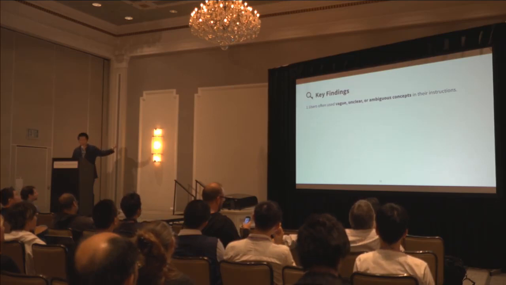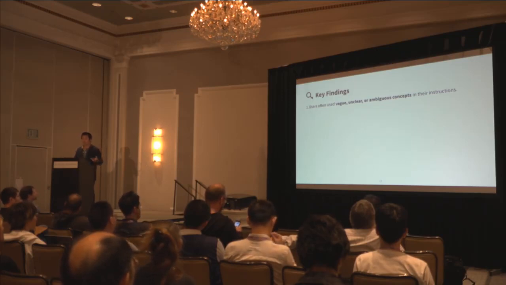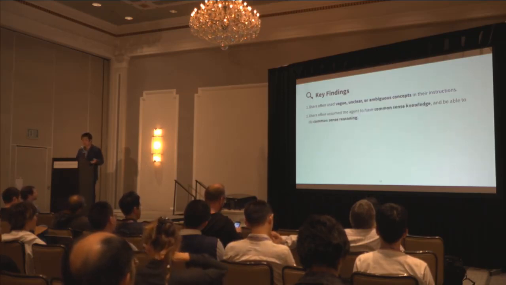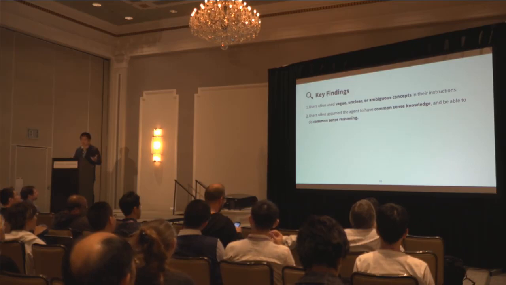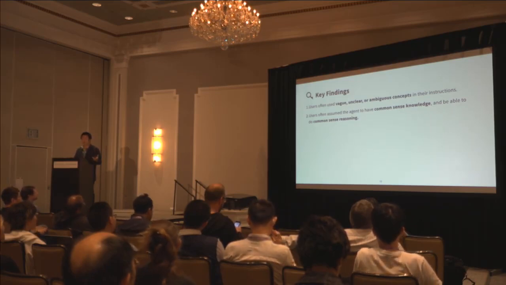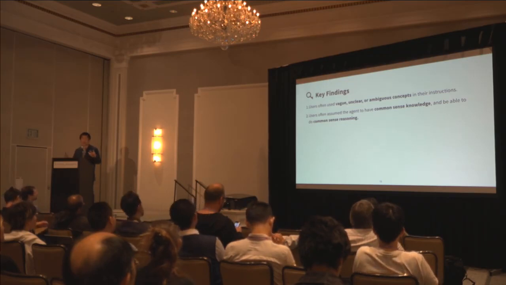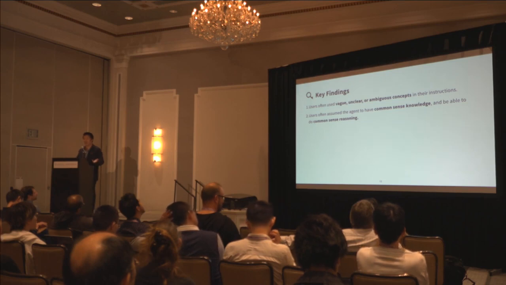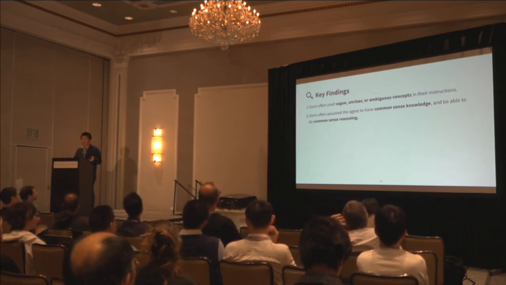Here are some of our key findings. Unsurprisingly, users often use vague, unclear, or ambiguous concepts in their instructions. And users often assume that the agent will have some common sense knowledge or common sense reasoning skills, like they expect the agent to know the meanings of good weather, busy day, heavy traffic, or that one user mentioned uneasy class, which means that a class has a higher average score.